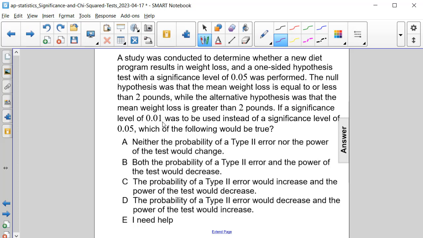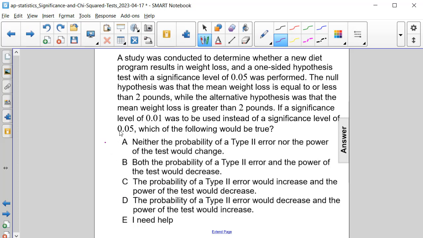If a significance level of 1/100th or 1% was used instead of the significance level of 5/100ths or 5%, which of the following would be true? Would it be A, that neither the probability of a type 2 error nor the power of the test would change? Is it B, that both the probability of a type 2 error and the power of a test would decrease? Is it C, the probability of a type 2 error would increase and the power of the test would decrease? Or is it choice D, the probability of the type 2 error would decrease and the power of the test would increase?